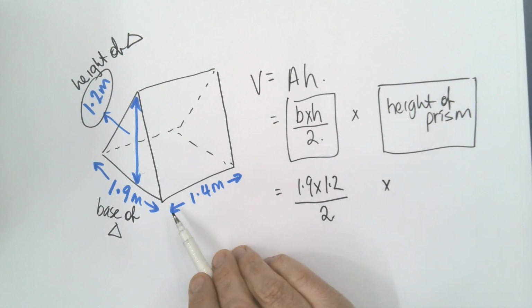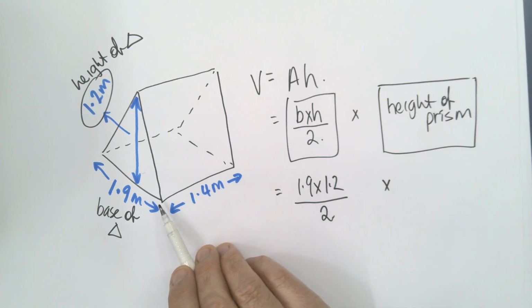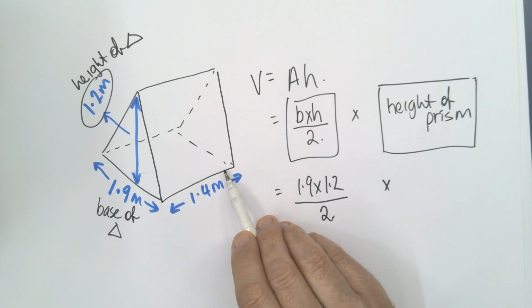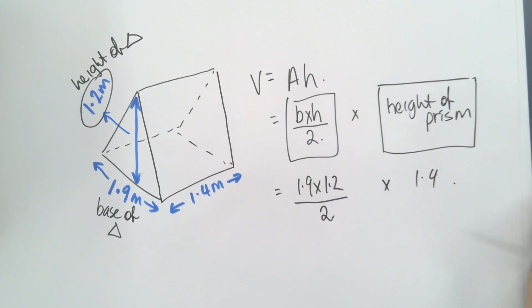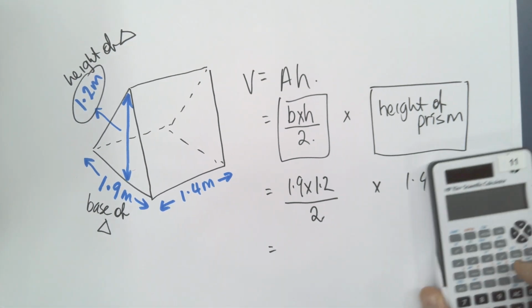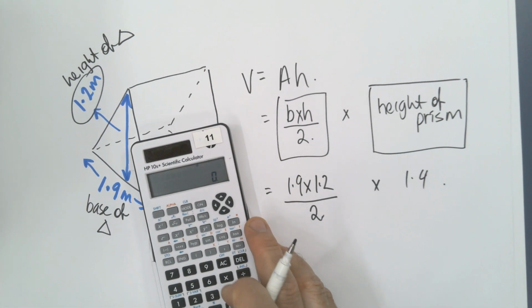All right, now what is the height of the prism? This here is the height of the prism. It's launching off from the base. How far does the prism go? Okay, so that's 1.4. All right, I can just chuck all this into the calculator.